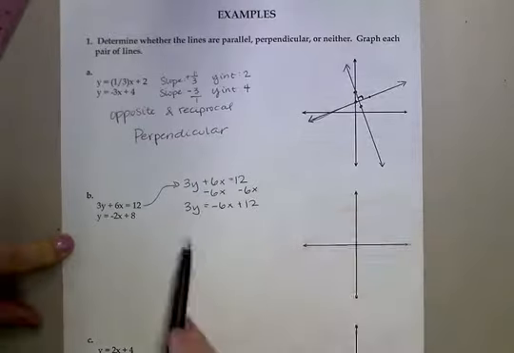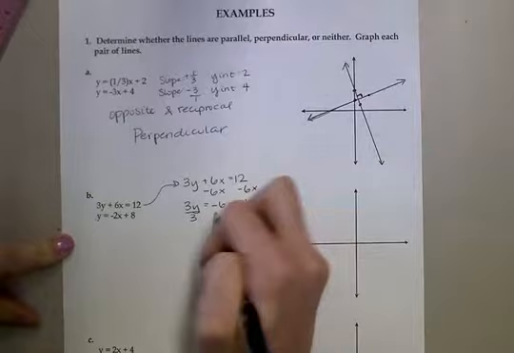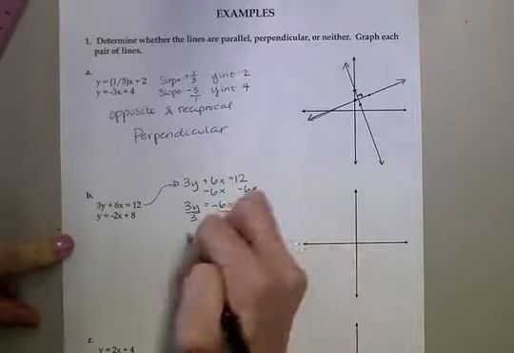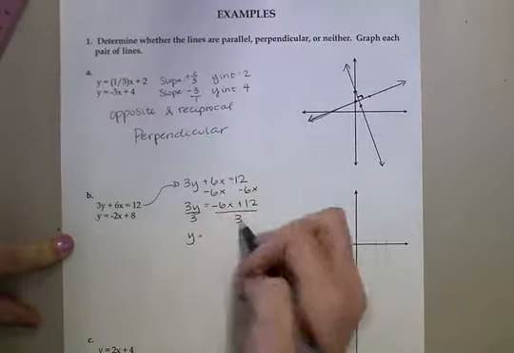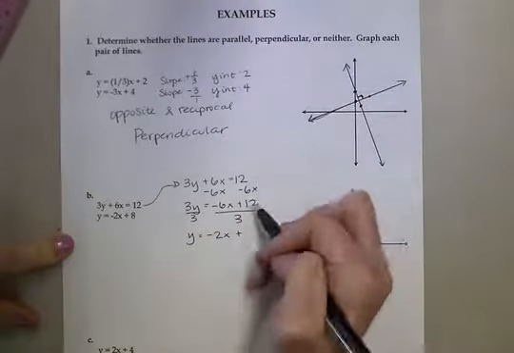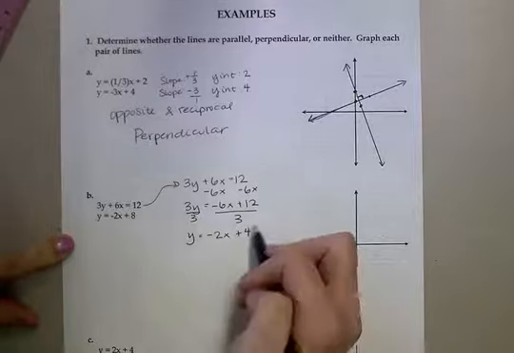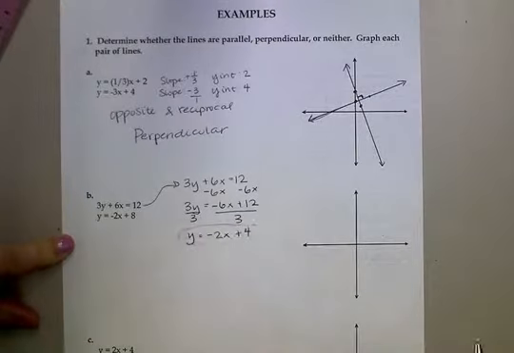Okay, and remember, to get that y by itself we need to divide by 3. Whatever we do to one side we have to do to the other side, and we have to do to all of it. So -6 divided by 3 is -2x. 12 divided by 3 is 4. So here is our first equation in slope-intercept form.